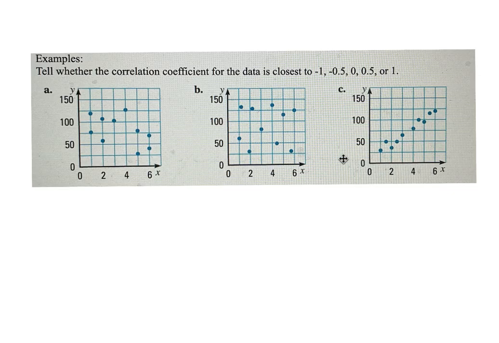All right, the first kind of problems you're going to do are to tell whether the correlation coefficient, which is R, is close to -1, -0.5, 0, 0.5, or 1. This first one right here, I would probably say -0.5, because you could kind of draw a line, not super close, but a little bit close. This one right here, very scattered. I'd say close to 0. And then this last one, you could draw a really good line right through there. So I'm going to say that R would be very close to +1.